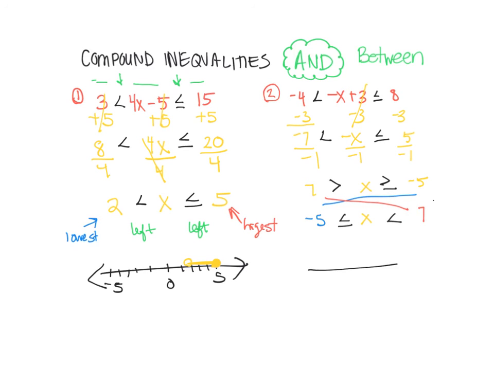And now I can see that on my number line, I would have an open circle on 7, and I would have a closed circle on -5, and I would shade between those points.